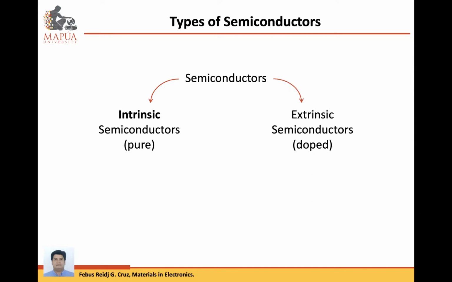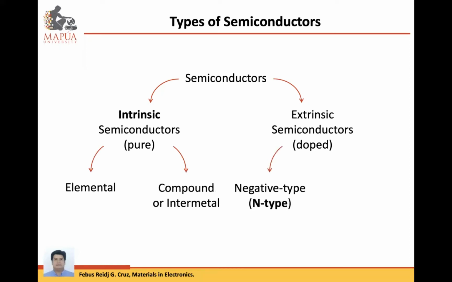Kaya ang tawag sa kanya dope. So meron ng minix or hinalo na elements. Okay? So for the intrinsic, it could be elemental or compound or intermetal ang term natin. While for the extrinsic, it can be negative type or simply N-type or a positive type or P-type. So overall, we can say the basic types of semiconductors would be intrinsic, N-type, and P-type.